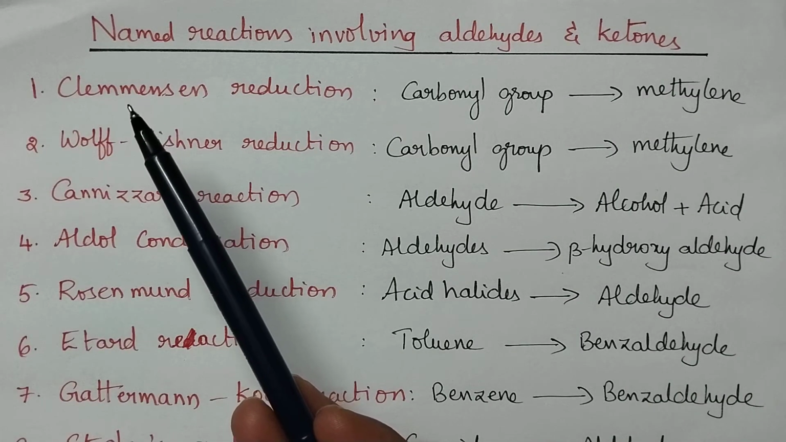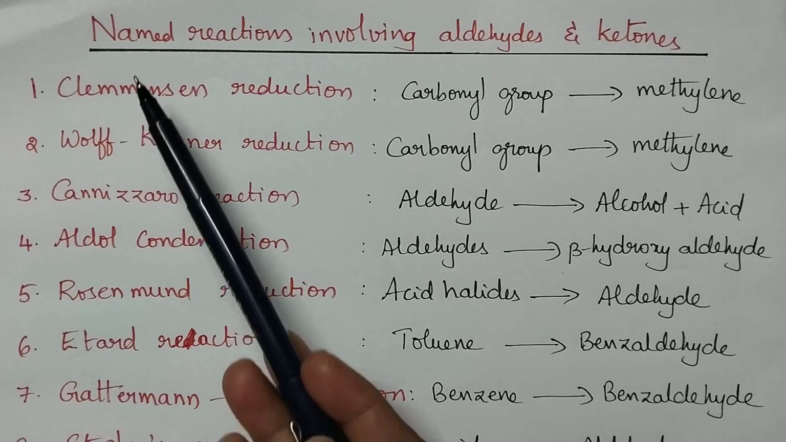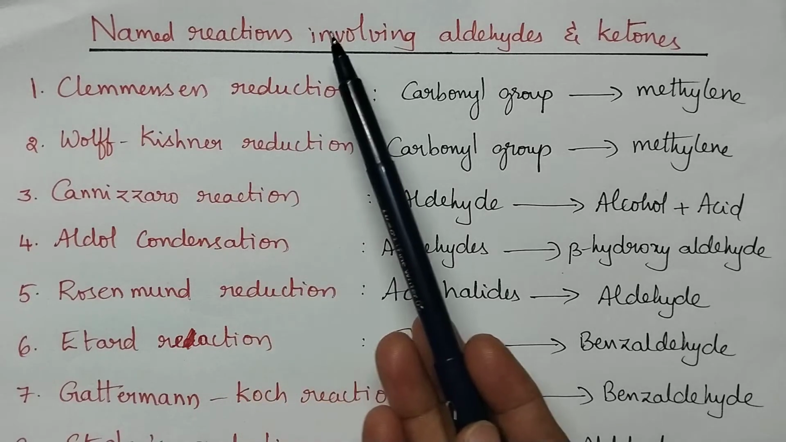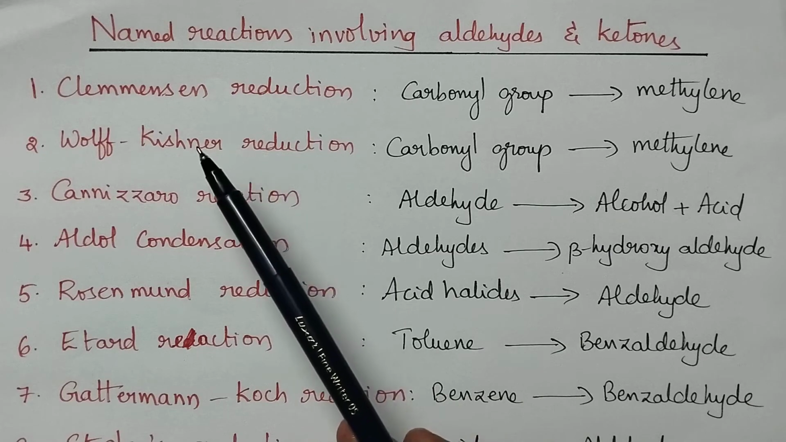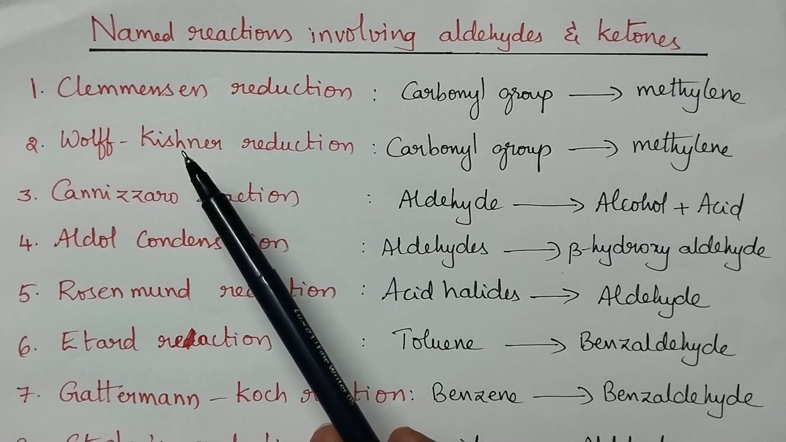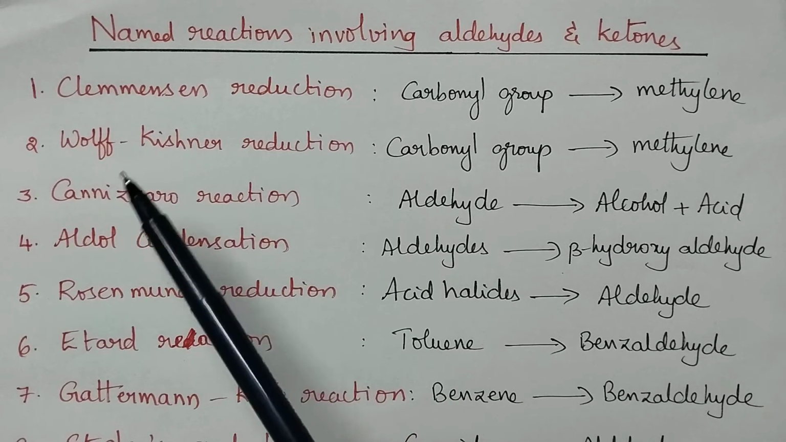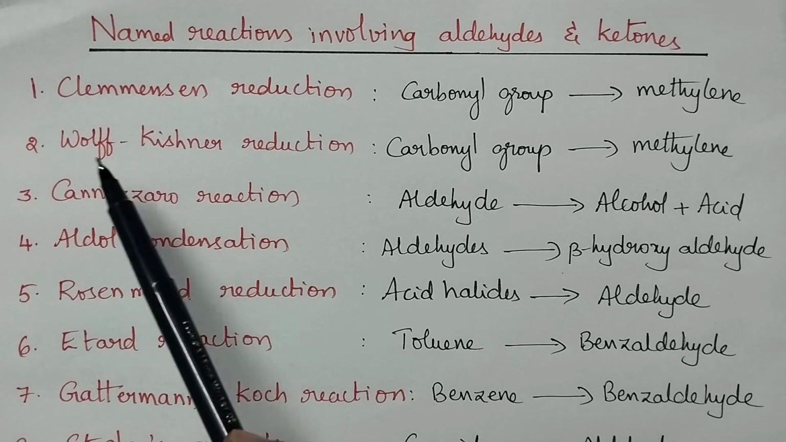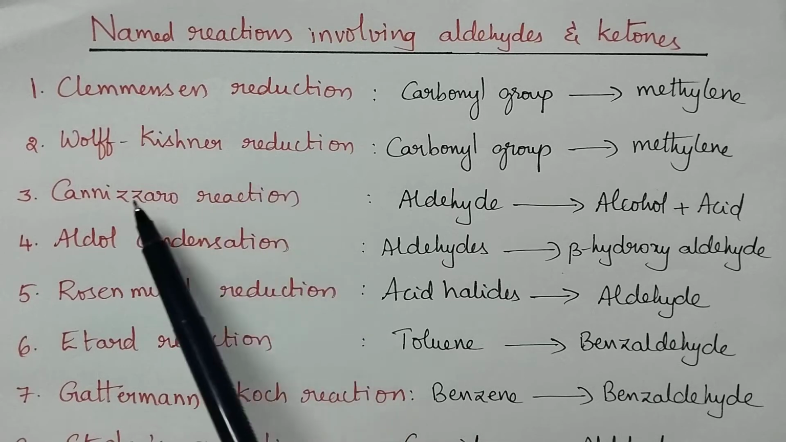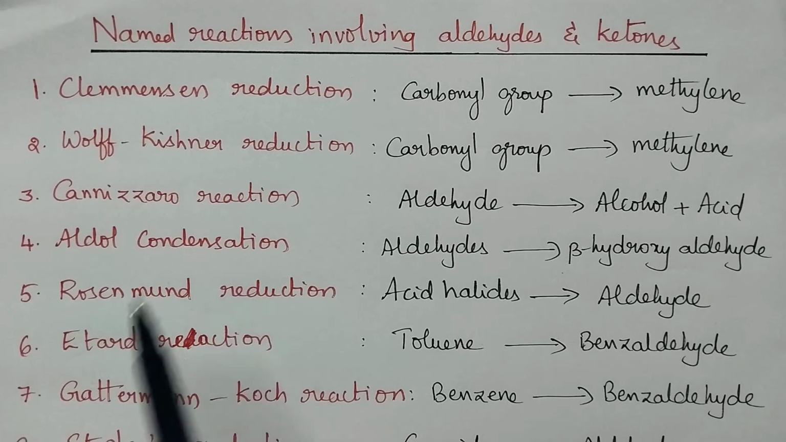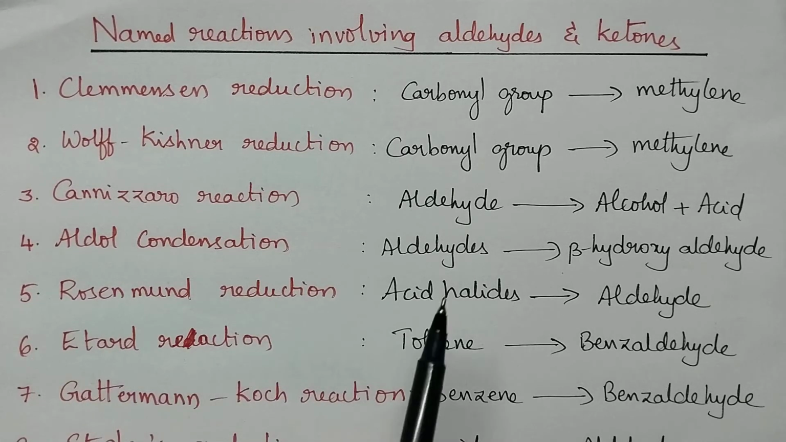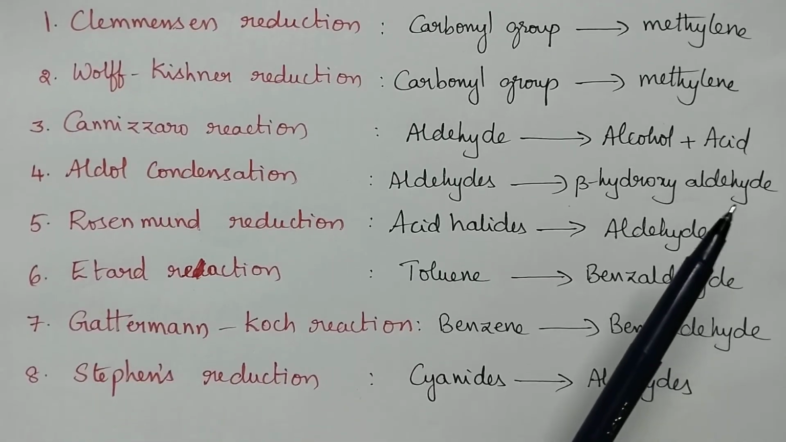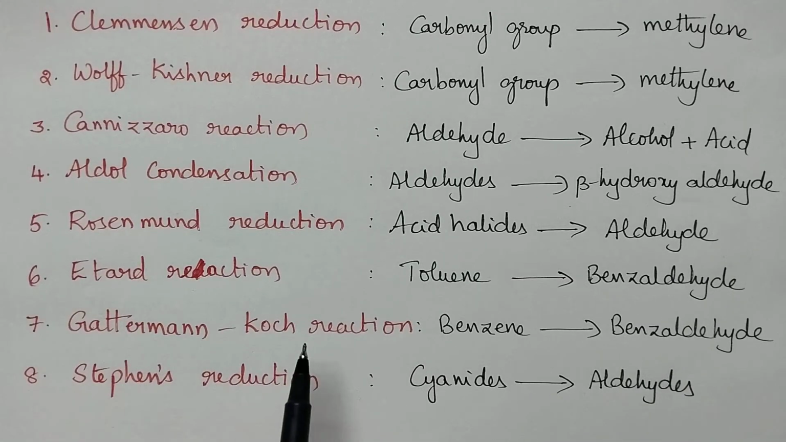In this video, I am going to discuss in detail about the named reactions involving aldehydes and ketones. Here I am going to discuss in detail about the 8 named reactions, which generally include Clemmensen reduction, Wolff-Kishner reduction, Cannizzaro reaction, aldol condensation, Rosenmund reduction, Etard reaction, Gattermann-Koch reaction, and Stephen's reduction.